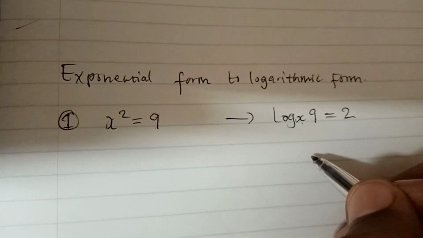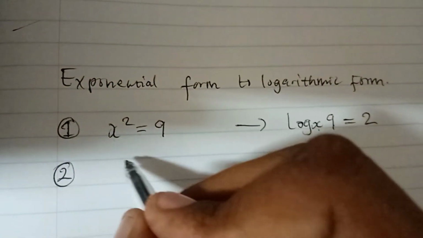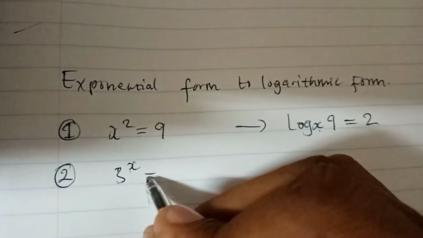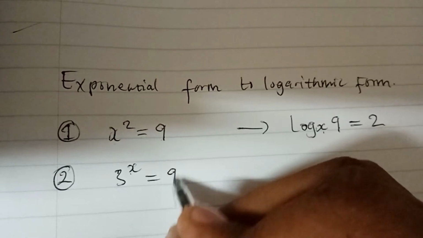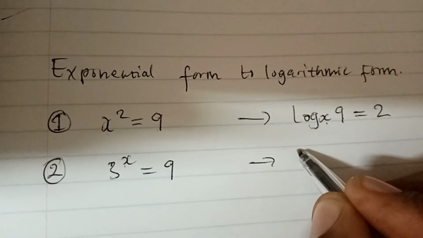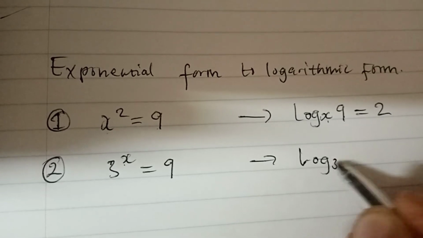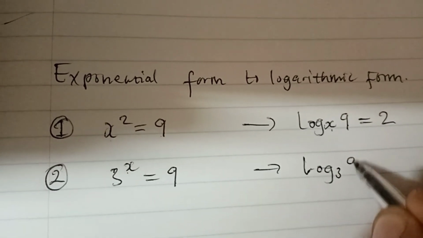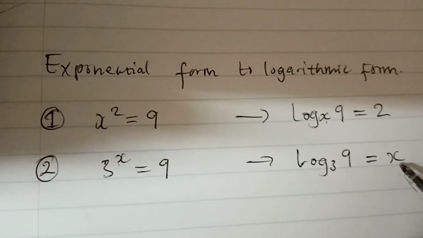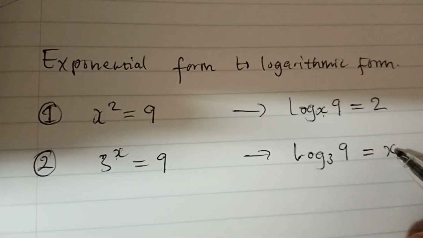Now let's do the second example. Number 2, we're going to have 3 to the power x is equal to 9. Now in logarithmic form we're going to have the log, since now our base is 3, the log of 3, the constant, which is 9, is equal to x. Now in this question our exponent, as you can see, is x, so we equate everything to x.